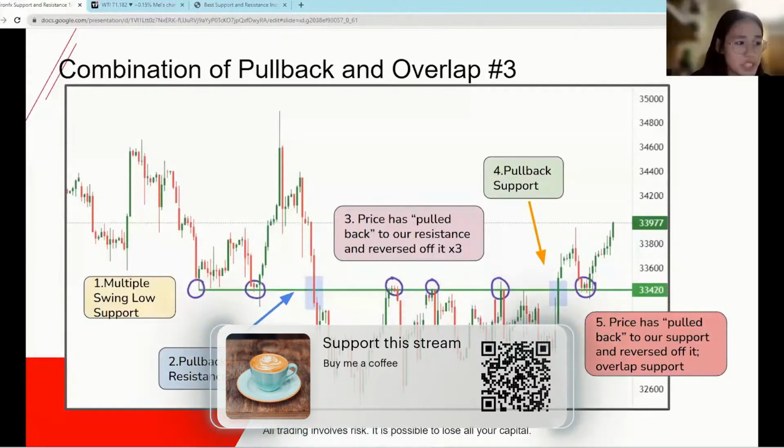Once price actually retraces back and reverses off of the level, it is now an overlap resistance. And you can see it tested the level a couple of times, and then it broke the level again, making it no longer an overlap resistance, but a pullback support. Right? And then once this pullback support has retraced and bounced off of the level again, it is an overlap support.